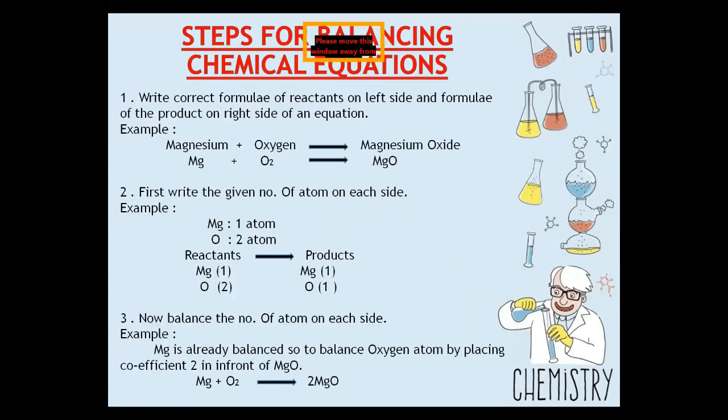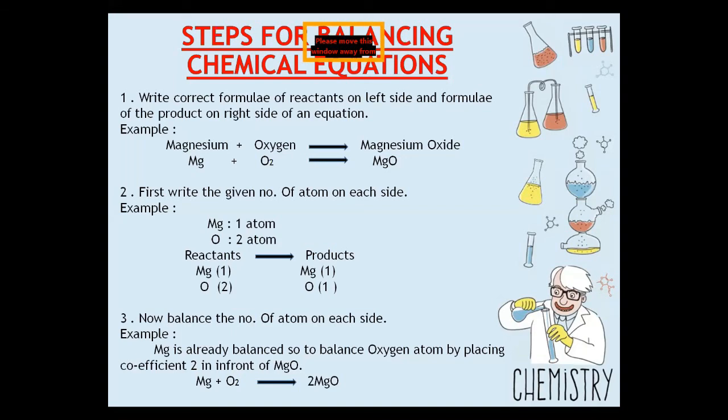Now come to the steps for balancing a chemical equation. In the first step, write the correct formula of the reactants on the left side and the formula of the product on the right side of the equation. For example, magnesium reacts with oxygen. The product is magnesium oxide. Magnesium, Mg, reacts with oxygen, O2. The product is MgO. One atom of magnesium reacts with one molecule of oxygen.